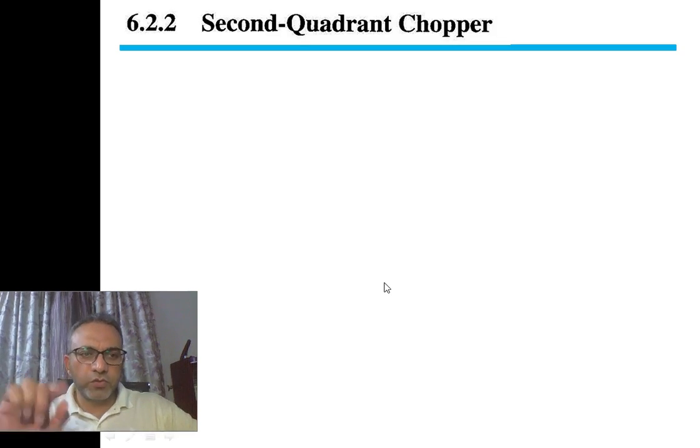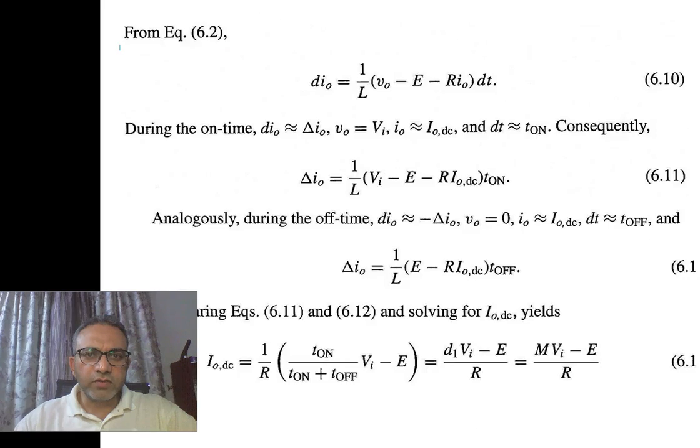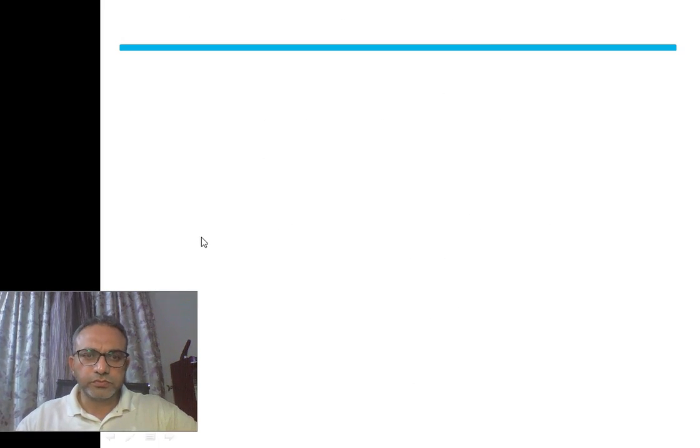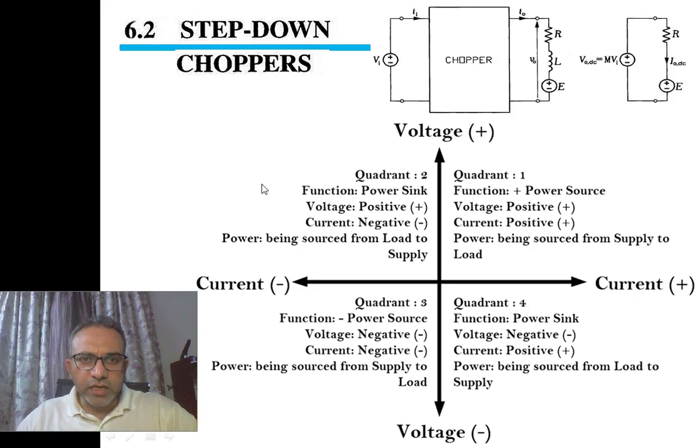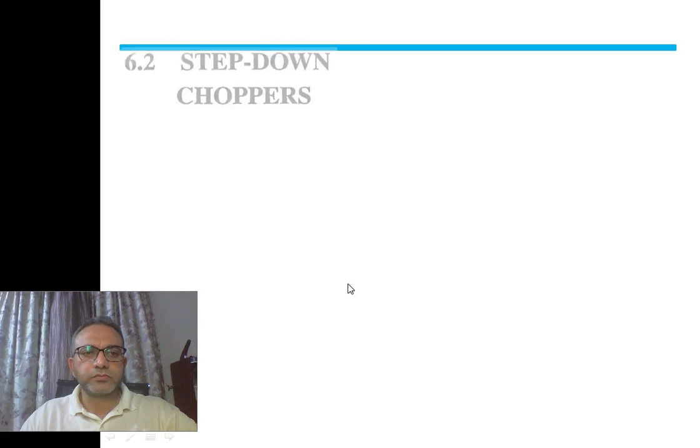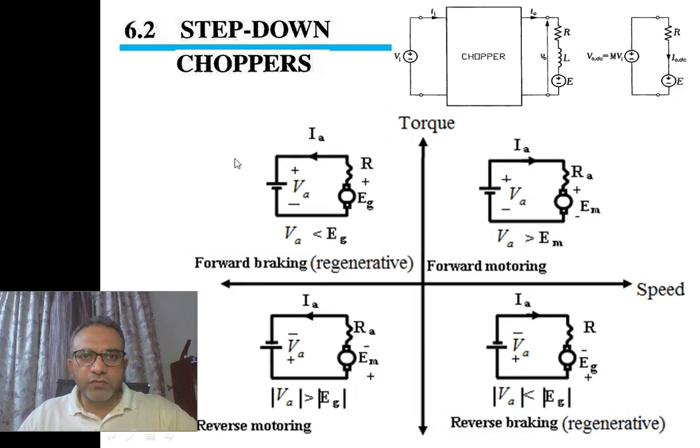If we can just go back a few slides, we will see what we are going to do. So we are going to now study the converter in the second quadrant, where the function will be to absorb power from the load. The voltage will be positive, but now the current is negative. That is, now the current will flow in the opposite direction, from the load to the source, and the power will flow from the load to the power supply.